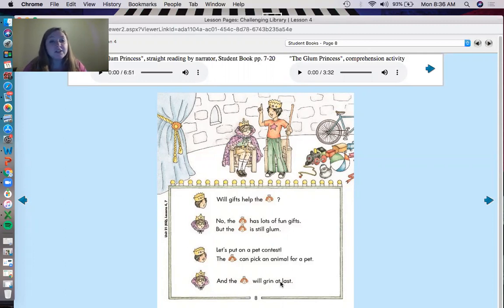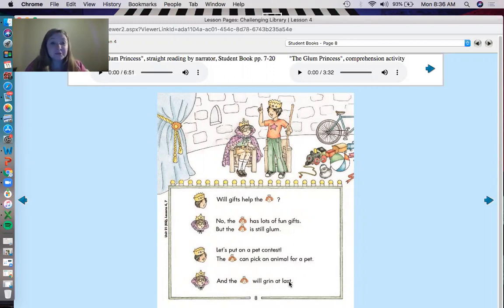Yes. Now, what does she say to show that she knows the pet contest will cheer up the princess? What does she say? Let's read the last sentence again. And the princess will grin at last. So, what makes people grin? When they are happy. So the queen thinks the pet contest will make the princess happy.